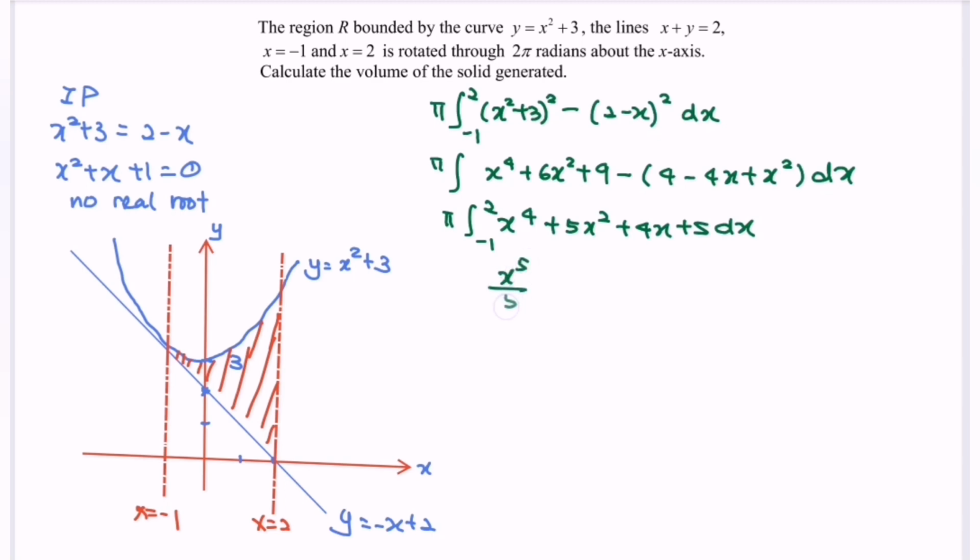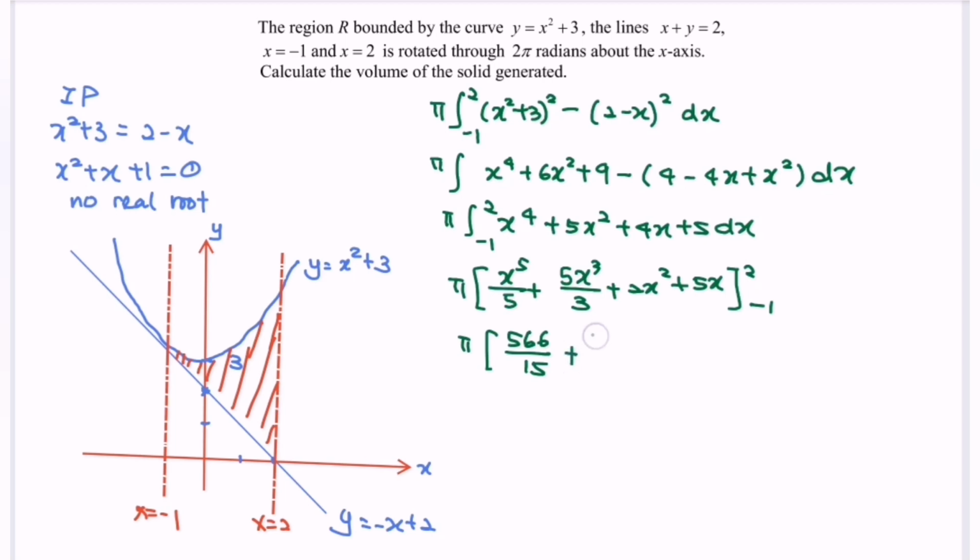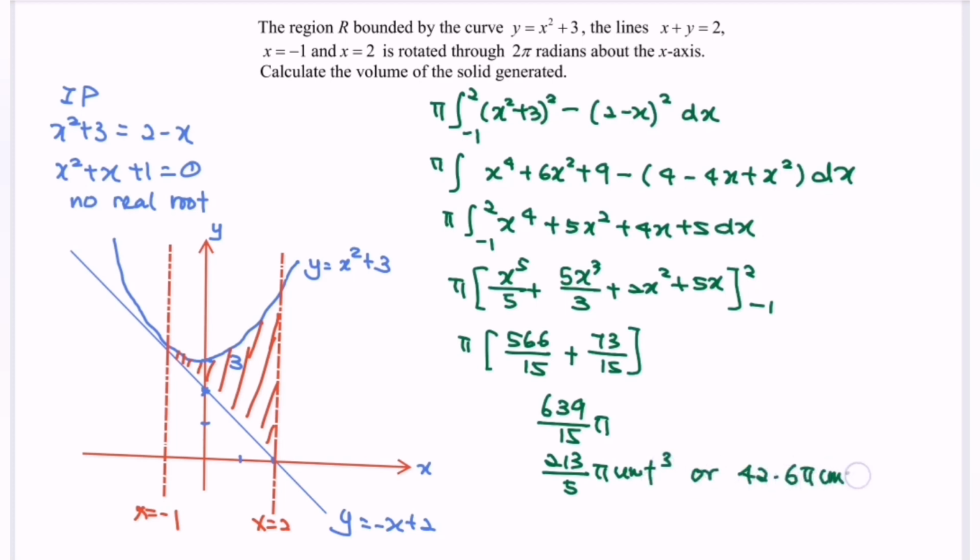Next is to integrate. So x to the power 5 over 5 plus 5x to the power 3 over 3 plus 2x squared plus 5x, with limits 2 and -1. If we sum up, pi bracket, we have 566 over 15 for 2. For -1, we have -73 over 15, so minus that becomes positive 73 over 15. If we sum up and simplify, we have 639 over 15 pi, which simplifies to 213 over 5 pi unit cube, or 42.6 pi unit cube. That will become the volume.